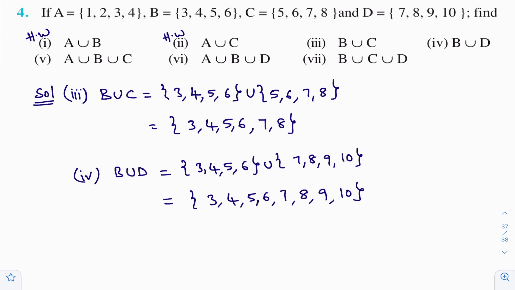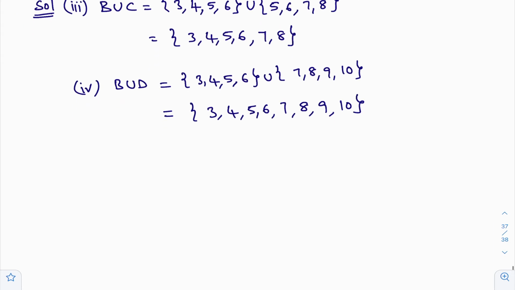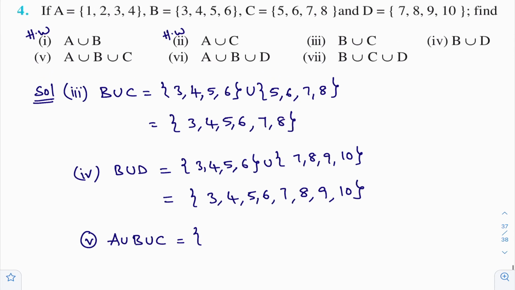Now you see here 3 bits are there: A union B union C, A union B union D, B union C union D. I'll try to do any 1 or 2 bits. Fifth bit I'll do. What is the fifth bit? A union B union C. Fifth bit is A union B union C. What is set A? Observe the question. Set A is 1, 2, 3, 4. Union. What is set B? Set B is 3, 4, 5, 6.